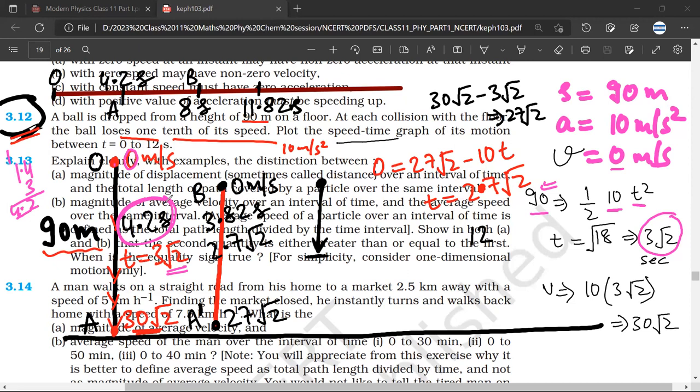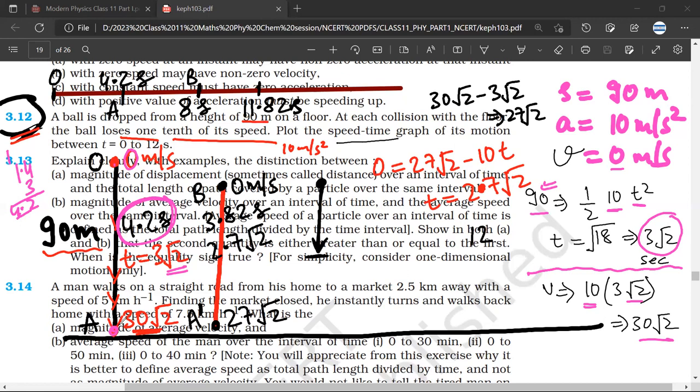How do I get 30 root 2? Because what I know is v is equal to u plus at. So when v is equal to u plus at, initial velocity is 0. So acceleration into time is 30 root 2. So it will hit the ground at 30 root 2. Are we clear about this? Yeah. So this part of the motion from O to A is the standard thing that we have done in class 10th.